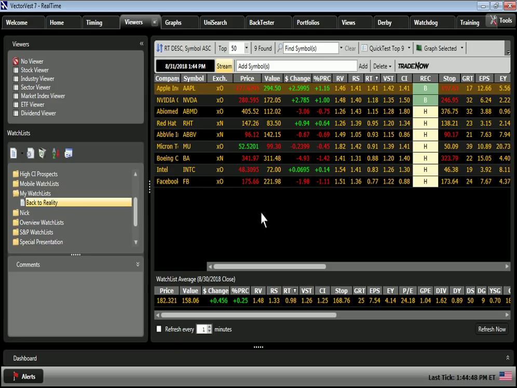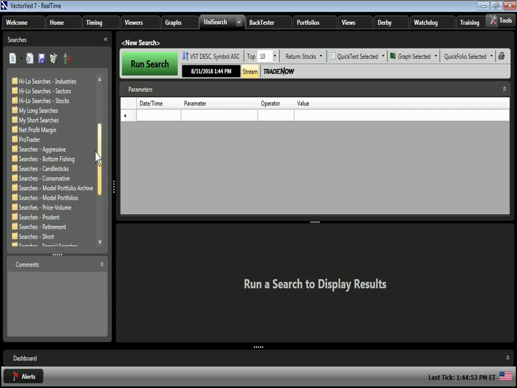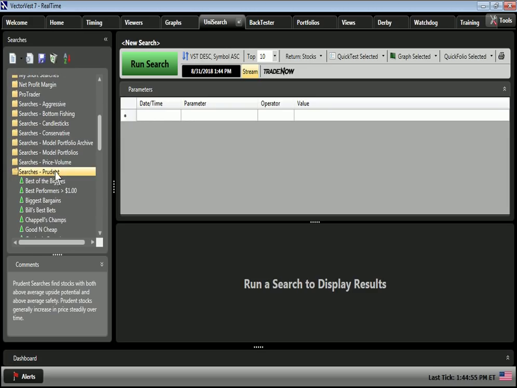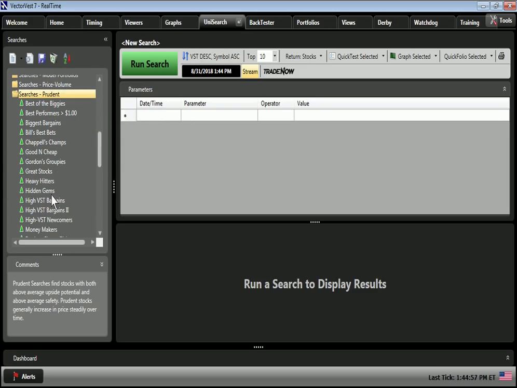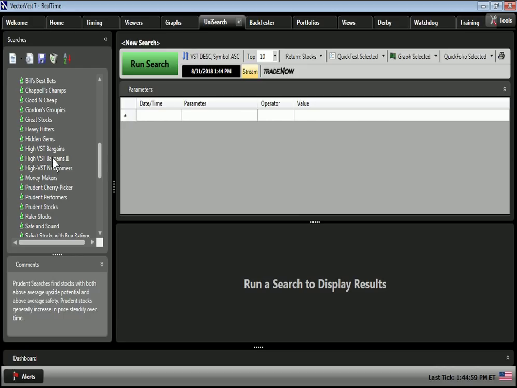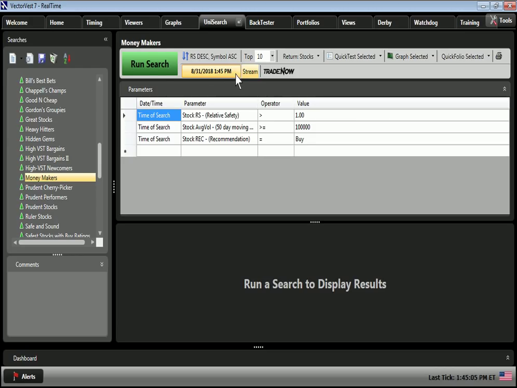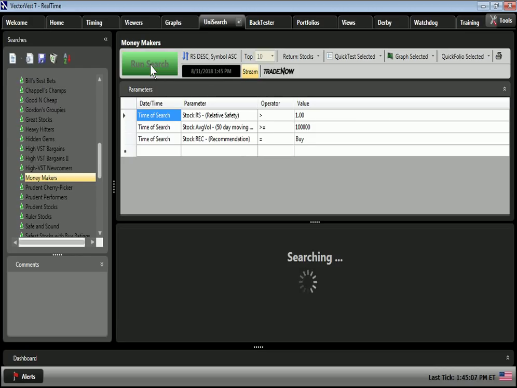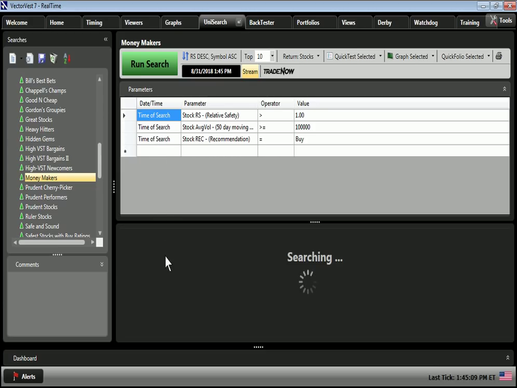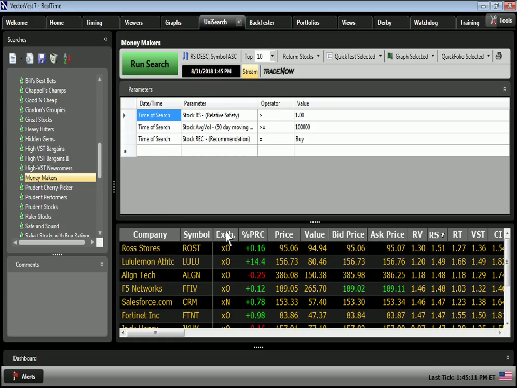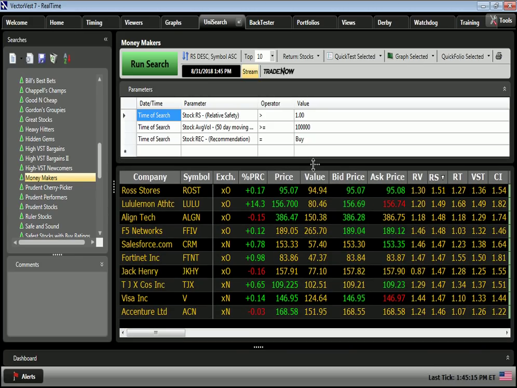And now let's go to the Unisearch tool. Slide down to find search is prudent. Scroll down to find moneymakers and run it as of now. Run the search and look at the top stock that's in the list that you don't own. And then consider buying into that stock.